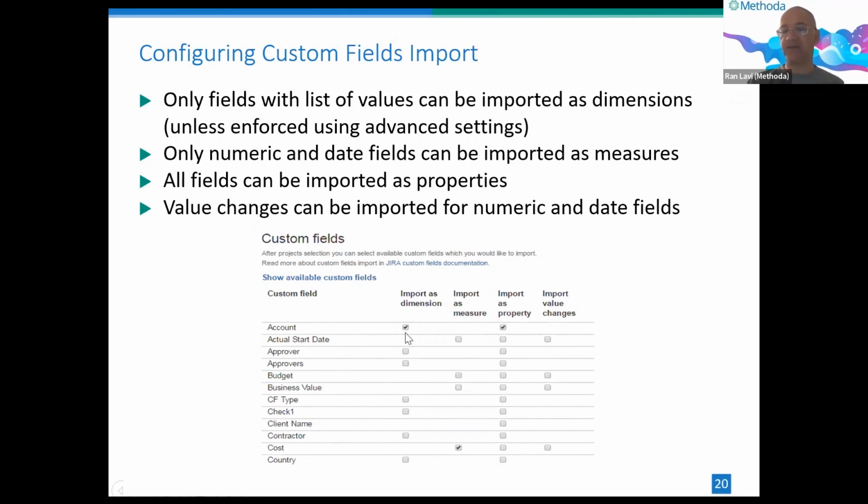So that's why you see that not everything you can import as a dimension, not everything you can import as a measure, but everything you can import as properties. That's why you see this difference. There are all kinds of advanced settings that you are able to use to enforce EazyBI to import something as a dimension, although it is not possible to do it by default. Yes, we will talk about it later. And this one we'll also talk about later, import value changes to analyze historical changes.